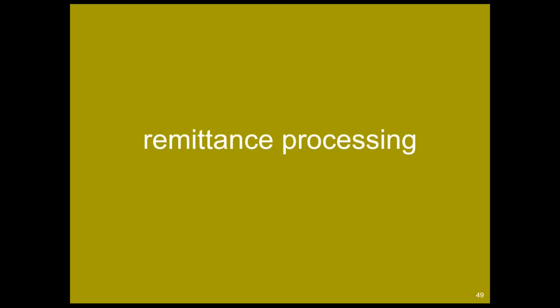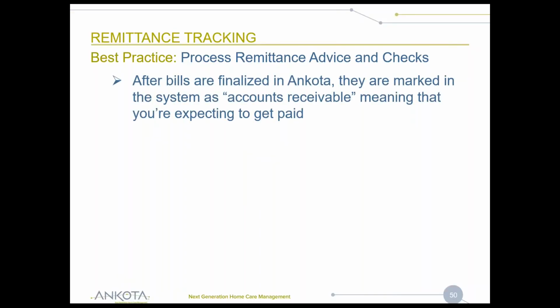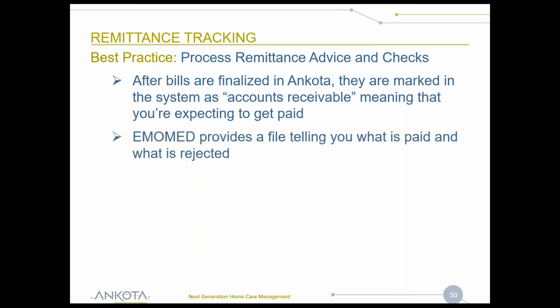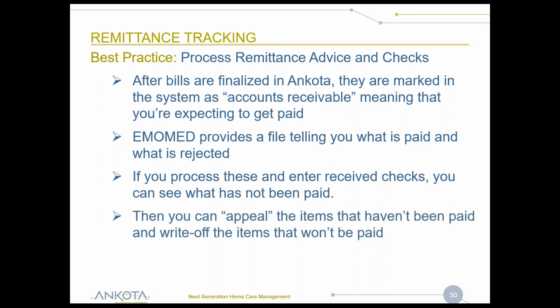All right, I'm going to go really fast through remittance just because we're getting very short on time here. But in the area of remittance processing, what happens, of course, is that after you've submitted your claims to EmoMed, you're going to get what's called remittance advice, and you're going to get a deposit in your bank account is the reality of it. And the remittance advice will come and tell you what's been approved, what's been denied, and that type of information. And when you process that in the system, it will go through everything you bill, which is called your accounts receivable, and it'll mark down what's been paid off and leave open what hasn't been paid off.